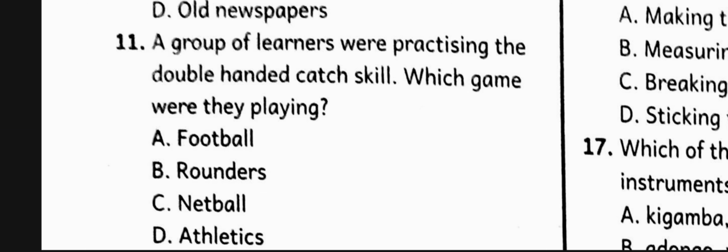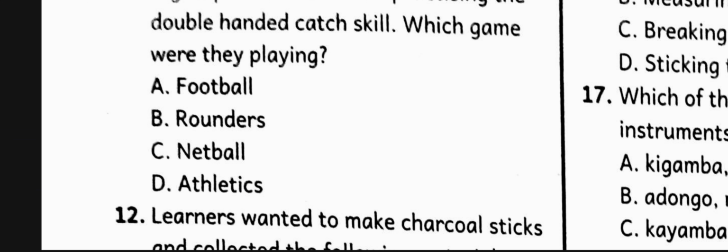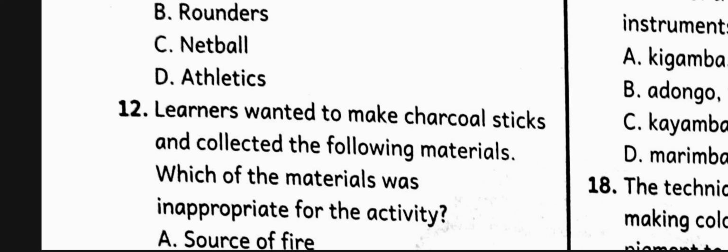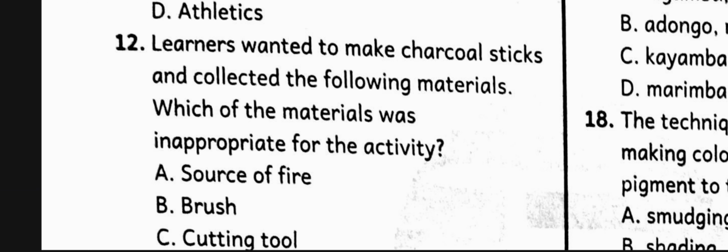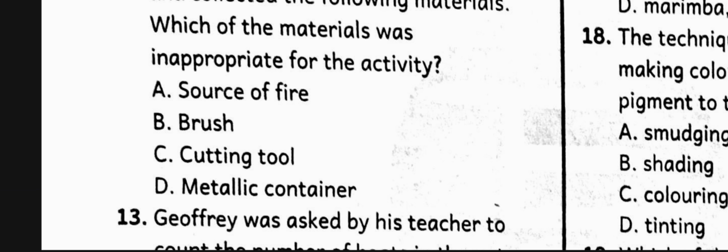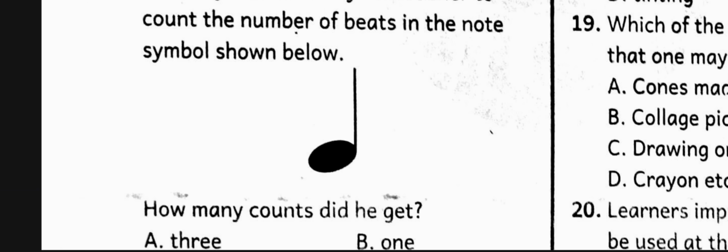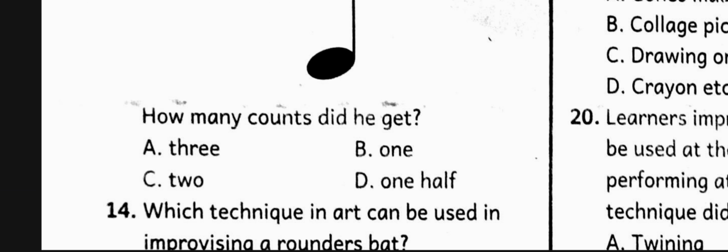Then a group of learners who are practicing a double-handed catch skill. Which game were they playing? This one is netball. When you talk about double-handed skill, the correct answer is C, netball. Number 12. Learners wanted to make charcoal sticks and collected the following materials. Which of the materials was inappropriate for the activity? We have source of fire, brush, cutting tool, metallic container. Metallic container for heating, then cutting tool for cutting the firewood. Source of fire is needed to heat this. So the material that's not needed here is brush. Brush is for painting. So the odd one out is B. Number 13 says Jeffrey was asked by his teacher to count the number of beats in the note symbol below. This one is a crotchet and it has one beat. So the correct answer there is B.